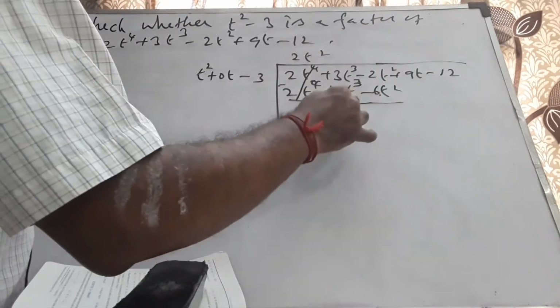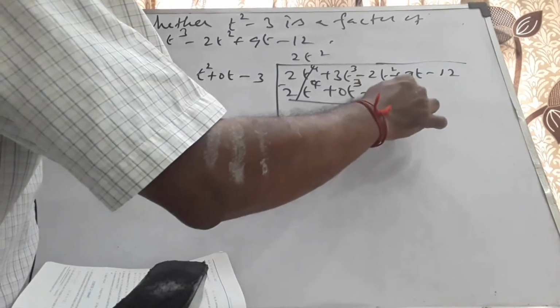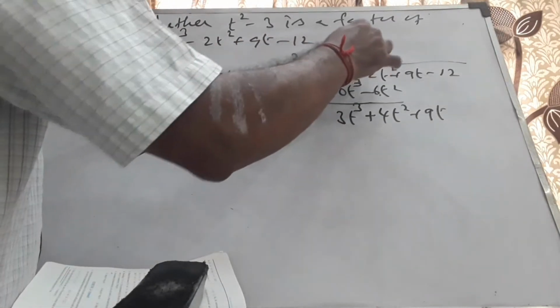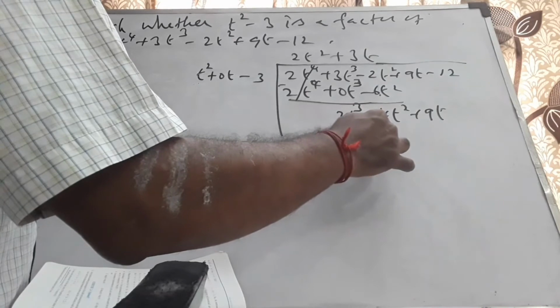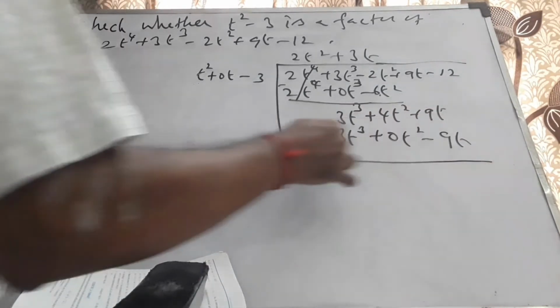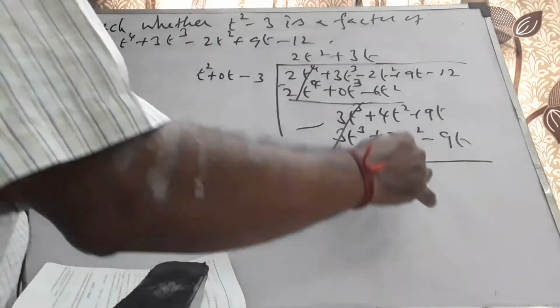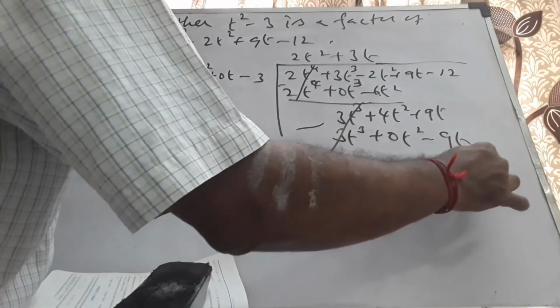Subtraction tells you this will go off. Here I will get 3t cube plus 4t square plus 9t. Now 3t cube by t square will be 3t. 3t into t square is 3t cube plus 0t square minus 9t. For subtraction, we'll take away 3t cube. This will be 4t square anyway plus 18t.